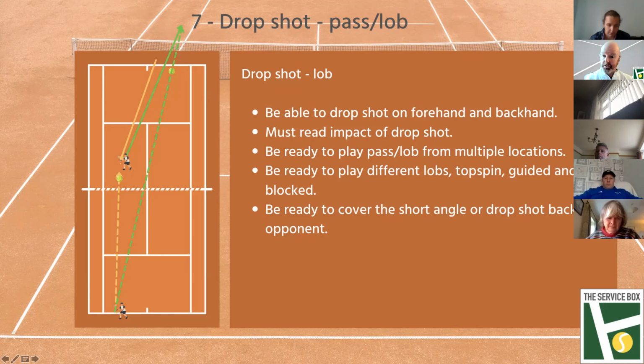The different lobs could be, of course, an aggressive topspin lob. It could be a guided lob, so someone is putting you under stretch and you just guide it over their head. Or it could be a blocked lob, so somebody plays with power and you just literally nudge it, a counter over their head in a way. Examples here.